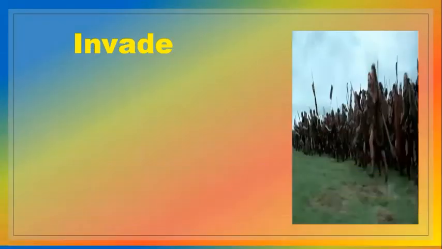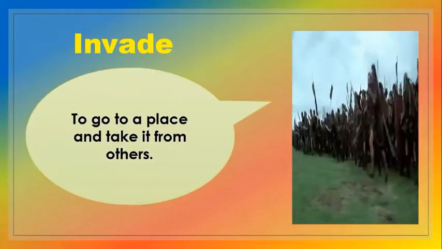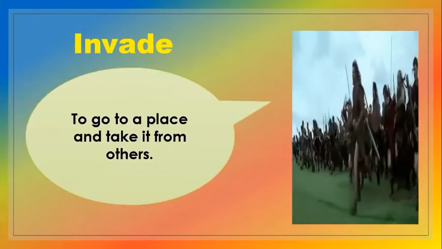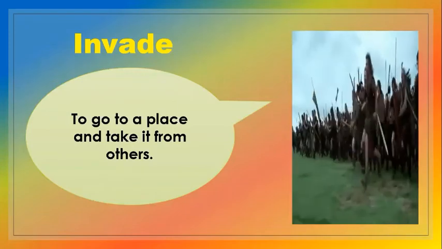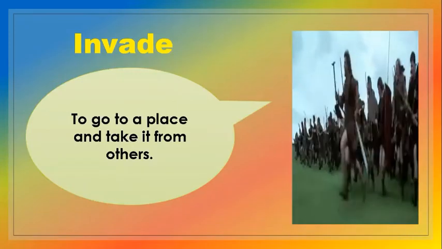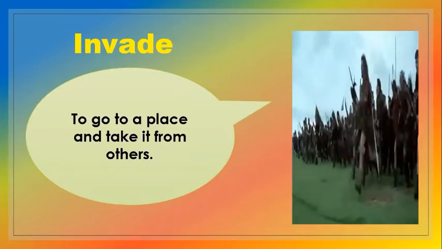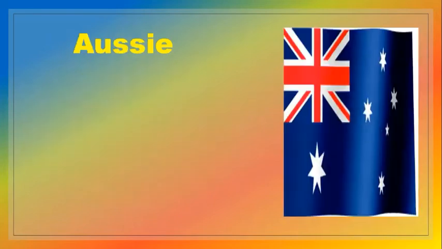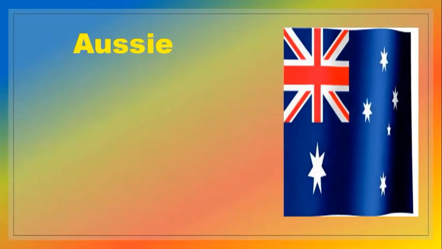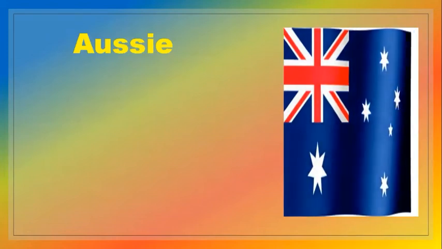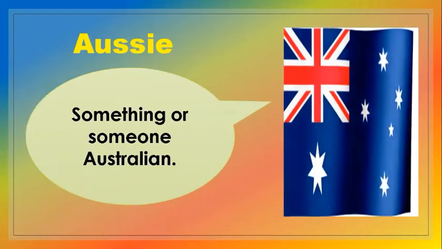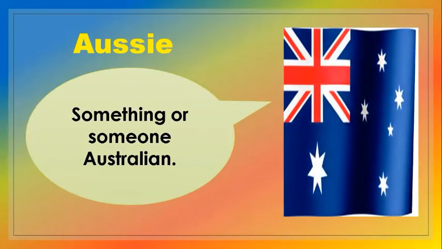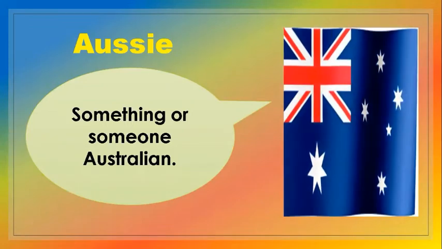Let's see the second word. We have invade. Invade means to go to a place and take it from others. This is the meaning of invade. The next word is Aussie. Aussie means something or someone Australian.